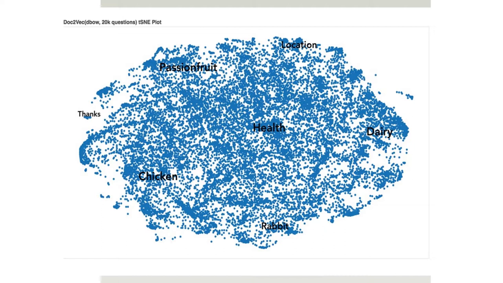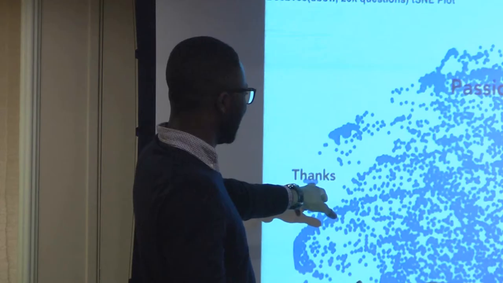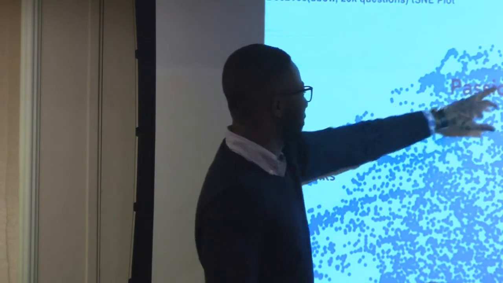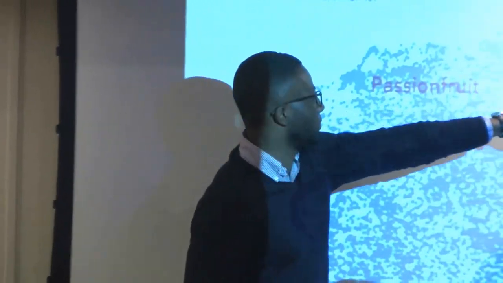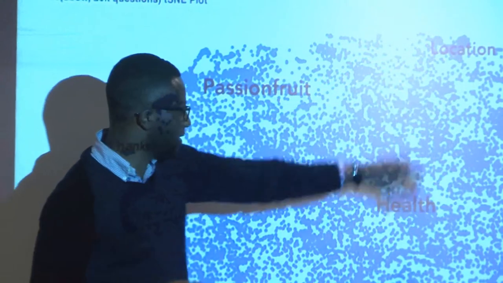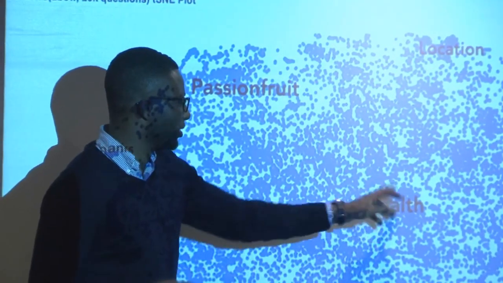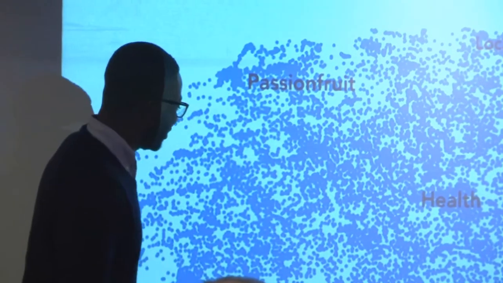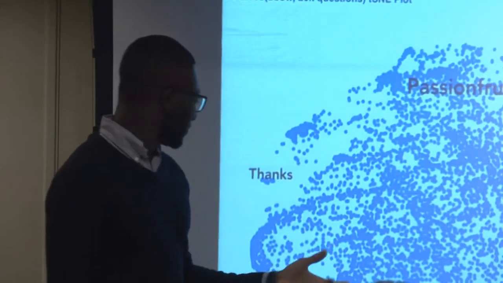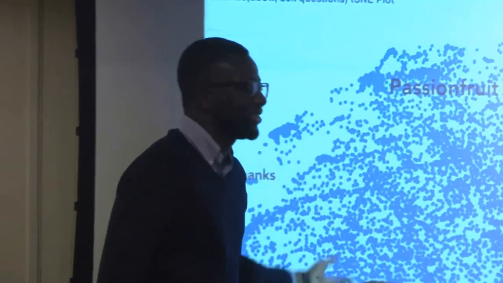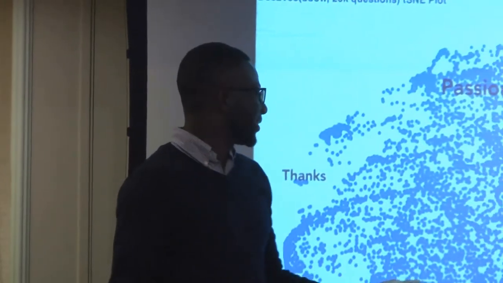So for instance, all those questions that said thank you, thanks, thank you, thanking you. Then these questions about passion fruit, talking about location, Kenya, Nairobi, talking about dairy, milk, talking about health, like diseases, treatment, sickness, and all that. So it did a reasonable enough job. And then this is a whole bunch that is basically all chicken. Most of it is just chicken.